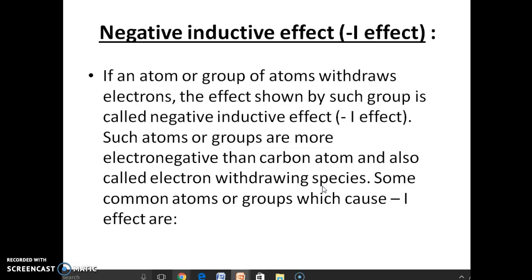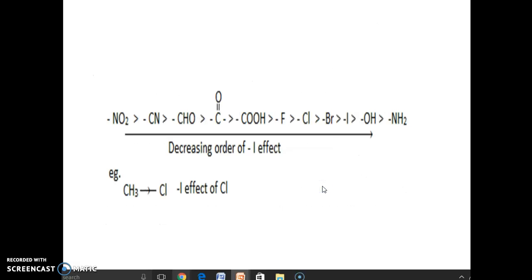So the common atoms or groups which cause negative inductive effect are given in this order. This is a decreasing order of the negative inductive effect or minus I effect. So these are some of the atoms or groups. You can see the order can be given like this. So if it is between chlorine and carbon, then chlorine is automatically an electron withdrawing group. So there is a minus I effect of chlorine. These are some of the groups which show the decreasing order of minus I effect.